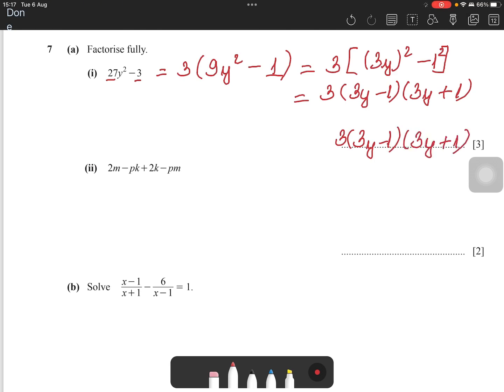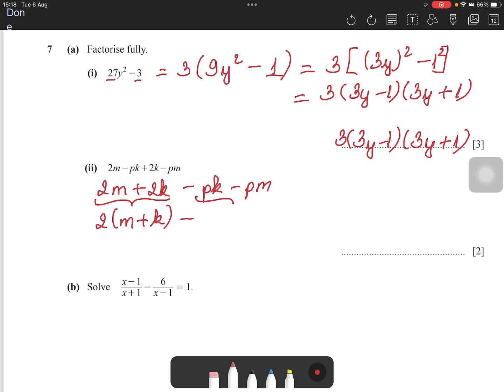Number 2. We'll find the common factor of 2m and pq, but they have no common factor. So we can regroup it. I'll group 2m and 2k together, then minus pk minus pm. The common factor of 2m and 2k is 2. Then we have m plus k.